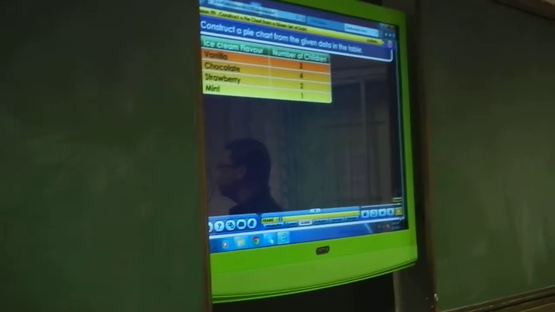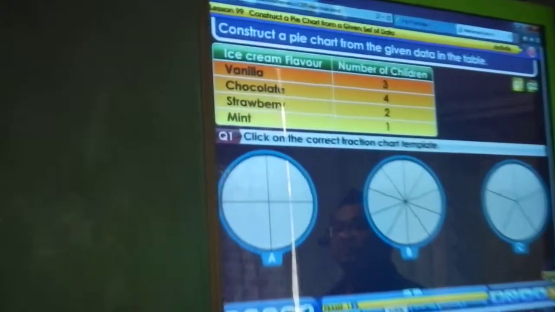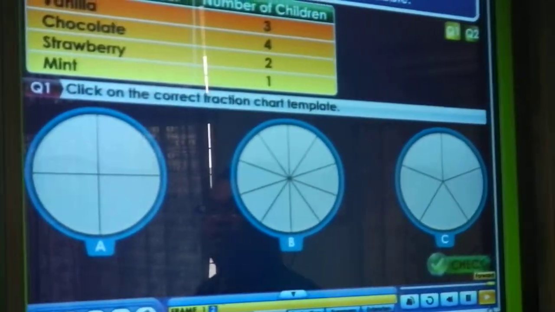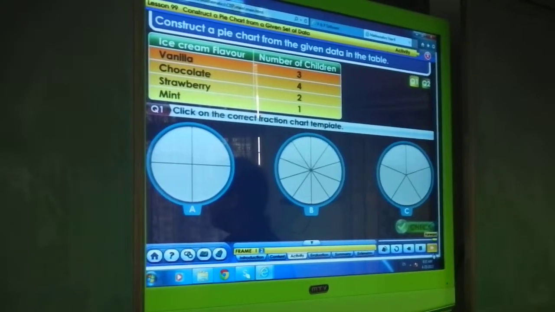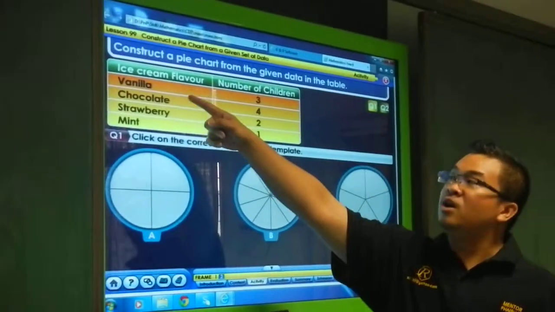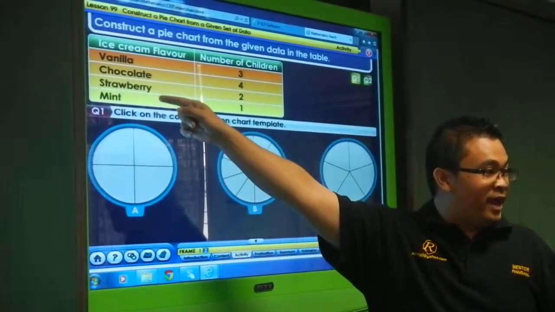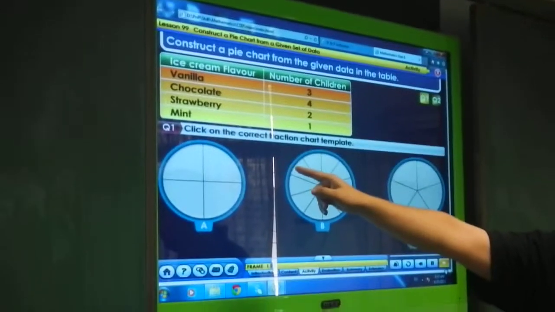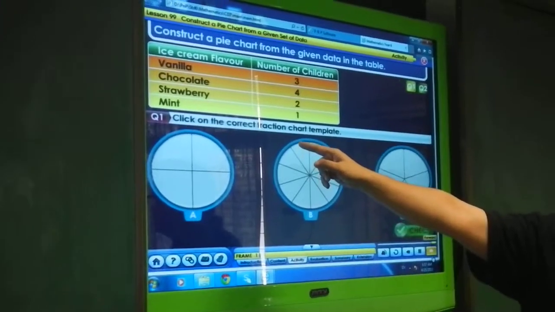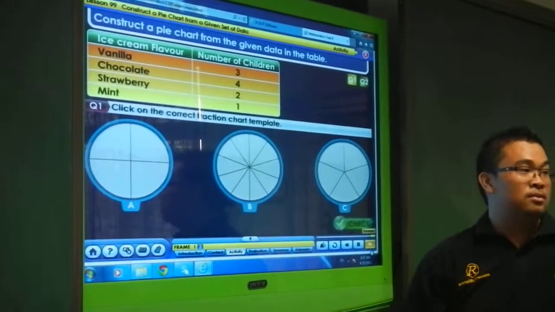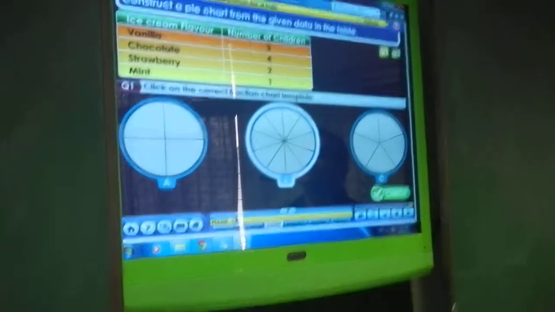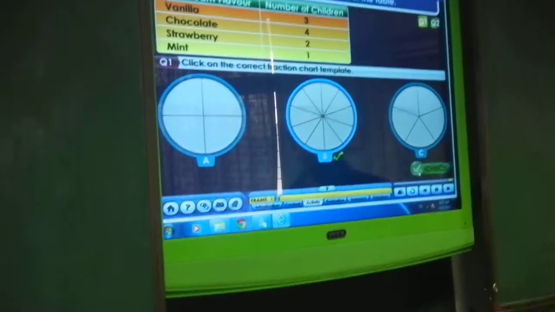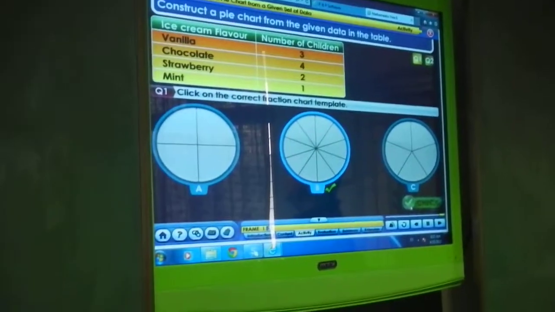Construct a pie chart from the given data in the table. This is for you. Click on the correct fraction chart template. Which one? Why A? Because 4 types of ice cream. Is it correct? Yes. Are you sure A? Yes. Are you sure? Yes. This is for Kishore's answer. Excellent!